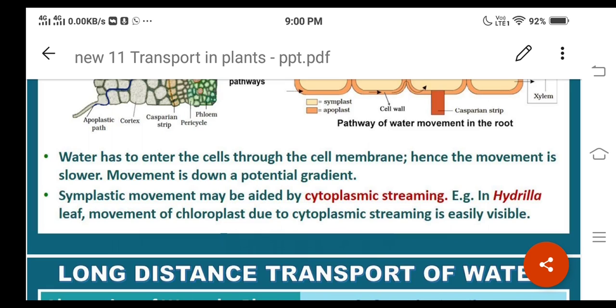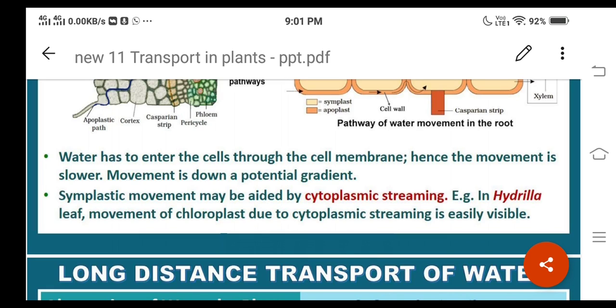and in those cells the chloroplasts also show some kind of movement. Based on that observation we can tell that the cytoplasm shows the movement or the streaming. Because of the movement of the cytoplasm only, the chloroplasts, the photosynthetic organelle, also move in the cells. It is clearly visible under the microscope or the compound microscope, right?